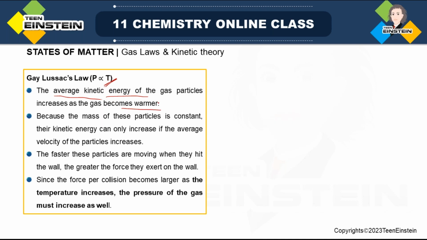Now under this condition, the mass of these particles is constant, because when we are trying to see the relationship between pressure and temperature, we have to keep the amount of gas constant and also the volume constant. Then only you can understand the relationship between pressure and temperature. Because the mass of the particles is constant, their kinetic energy can only increase if the average velocity of the particles increases.